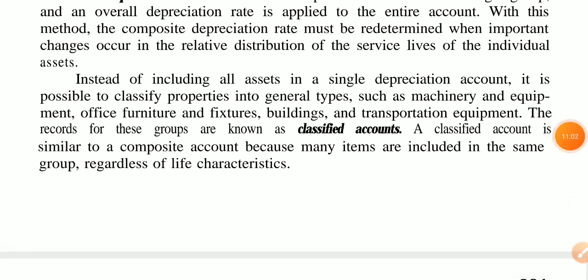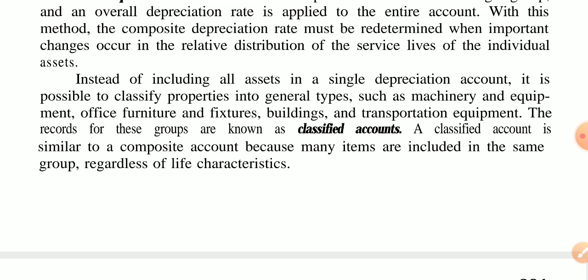Now, instead of including all assets in a single depreciation account, it is possible to classify properties into general types such as machinery and equipment, office furniture and fixtures, building and transportation equipment. The records for these groups are known as classified accounts.